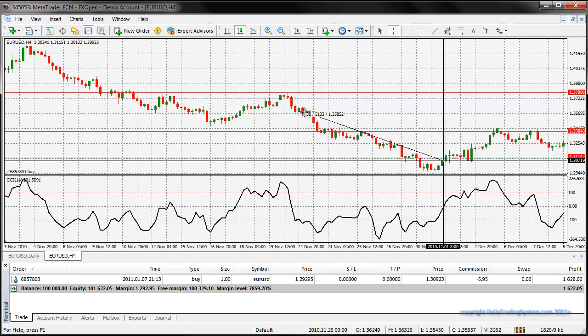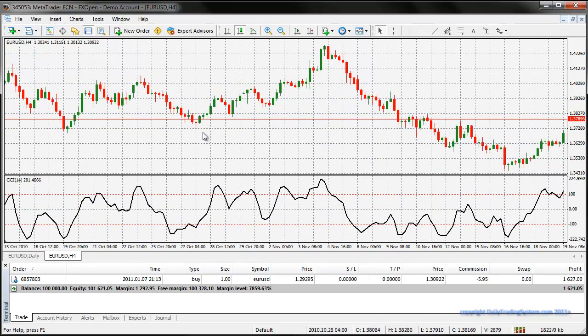So keep these trades open as long as you can, and play the signals out, trust the signals, and you will do very well. Let me just show you one more example for a buy trade.